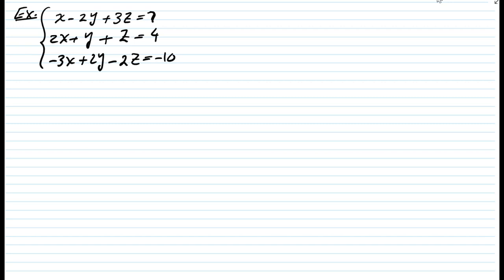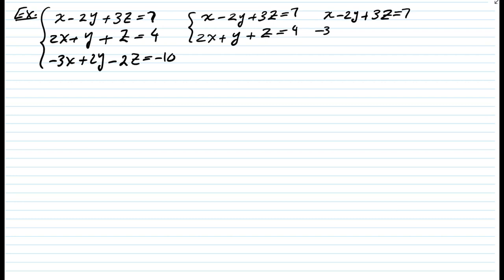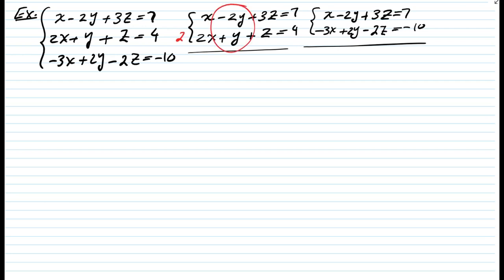Okay, now a quick look at the variables here. I can see that the variable y would be the easiest one to eliminate, because I have a couple of 2's here, multiples of 2, and those will pair nicely with the y, correct? So let's do that. I'm going to pair the first equation, x minus 2y plus 3z equals 7, and the second one, which is 2x plus y plus z equals 4. And then I'm going to pair the first and the third one, x minus 2y plus 3z equals 7, and negative 3x plus 2y minus 2z equals negative 10. So that's how we're going to pair them. Now for the first pair, I want to get rid of the y's, so I'm going to multiply the second equation by 2 to create opposites.